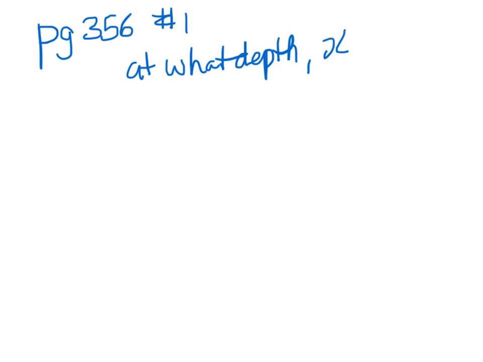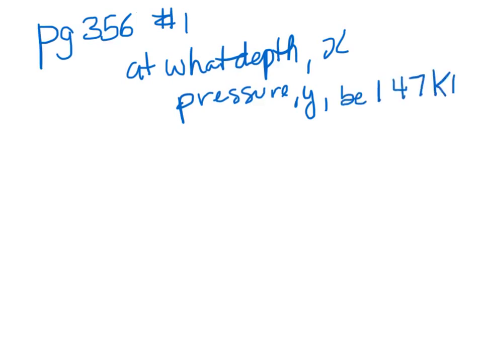Okay, then I've got this problem on page 356, number 1, where they've given us a table in the book of values, water pressure versus depth. The question is at what depth, and I need a variable for depth, so I think we're going to go ahead and call that x, is what they used in the table, would the pressure, which they use as y, be 147, in kilopascals, which is a consistent unit with what they already have in the table.